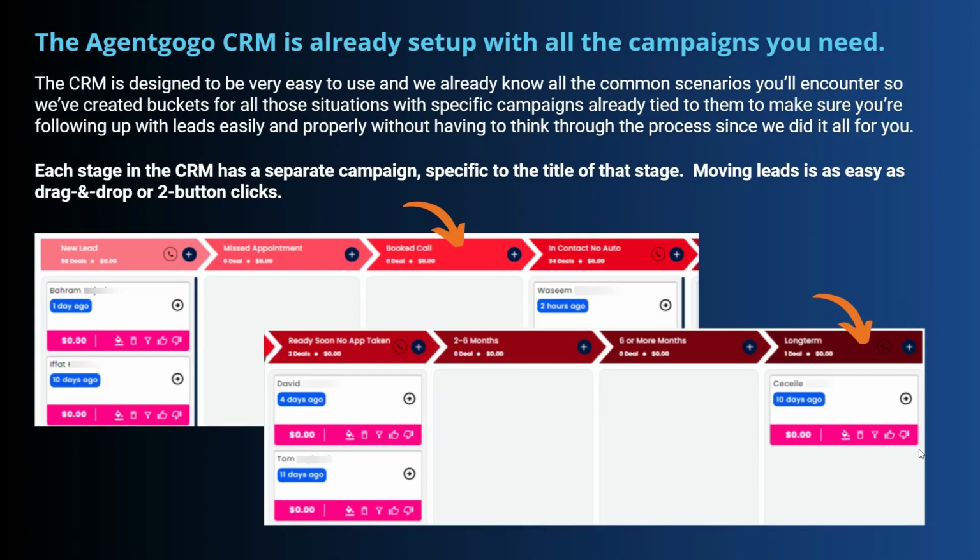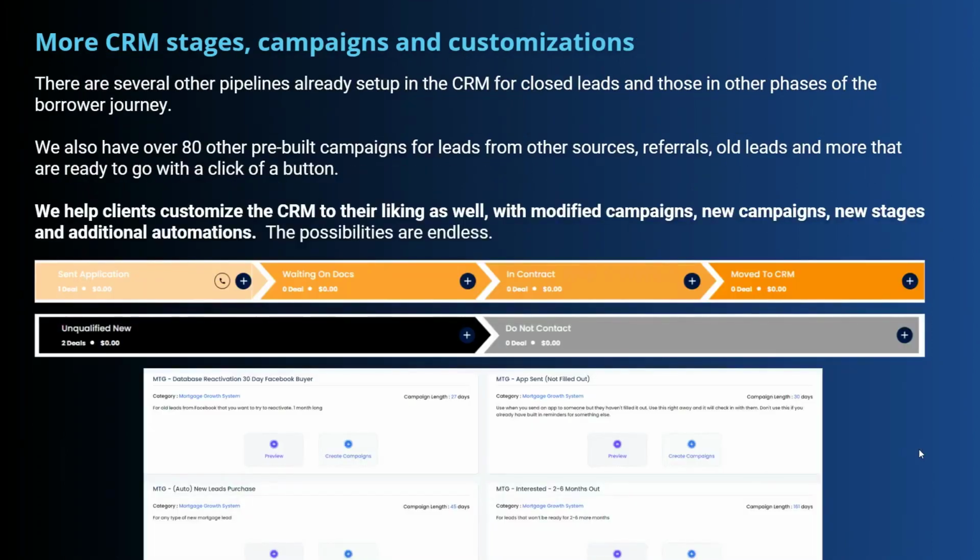Each stage in the CRM has a separate campaign specific to the title of the stage. And if you look at the screenshot here, you'll see things like new lead, book call, in contact with no automations, 2 to 6 months, and so on. Now, moving leads is super easy too. It's just drag and drop or 2 clicks of a button. The CRM has multiple stages, campaigns, and can be customized.